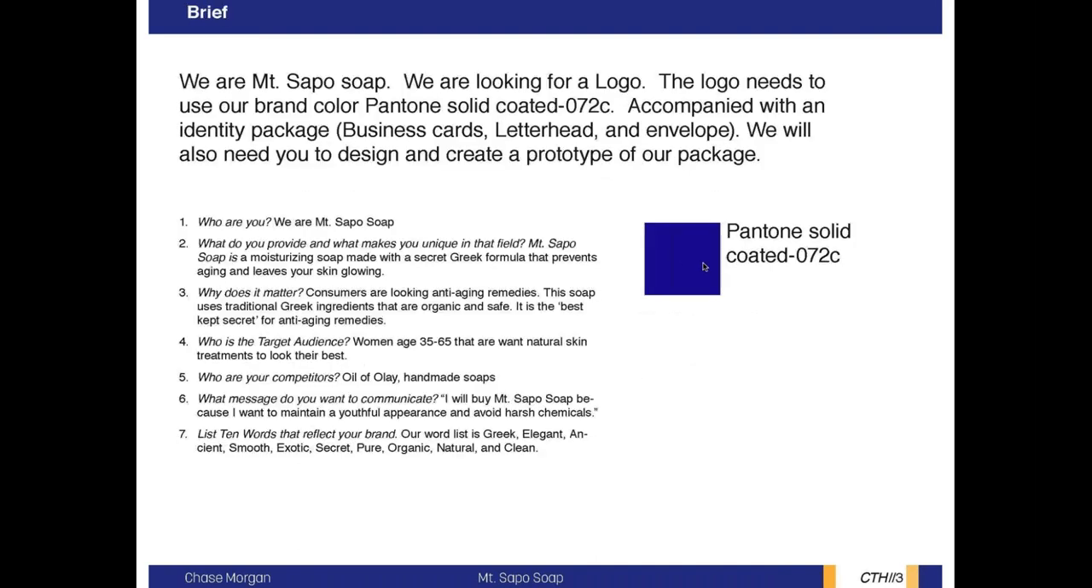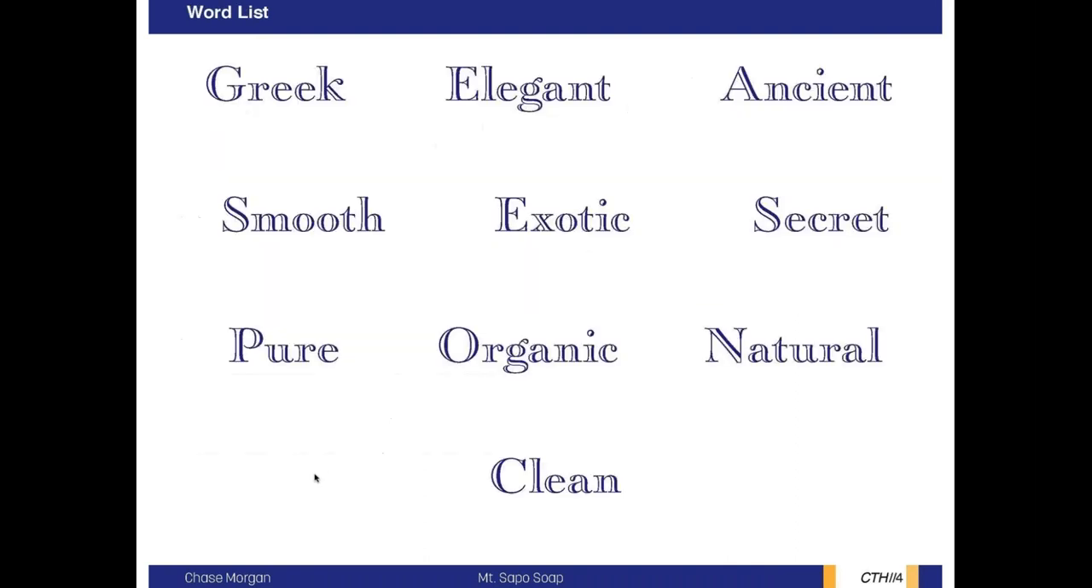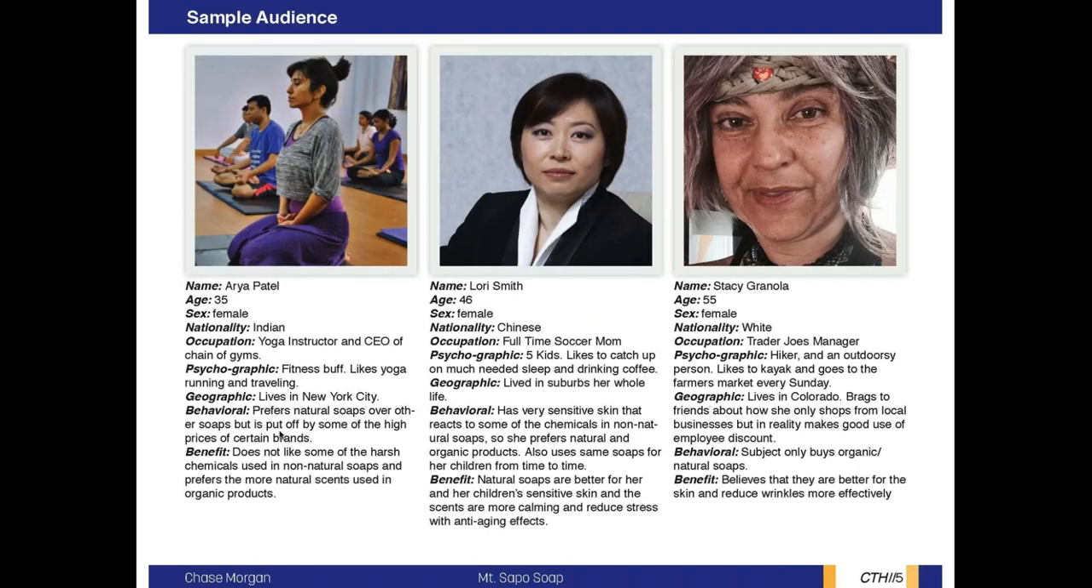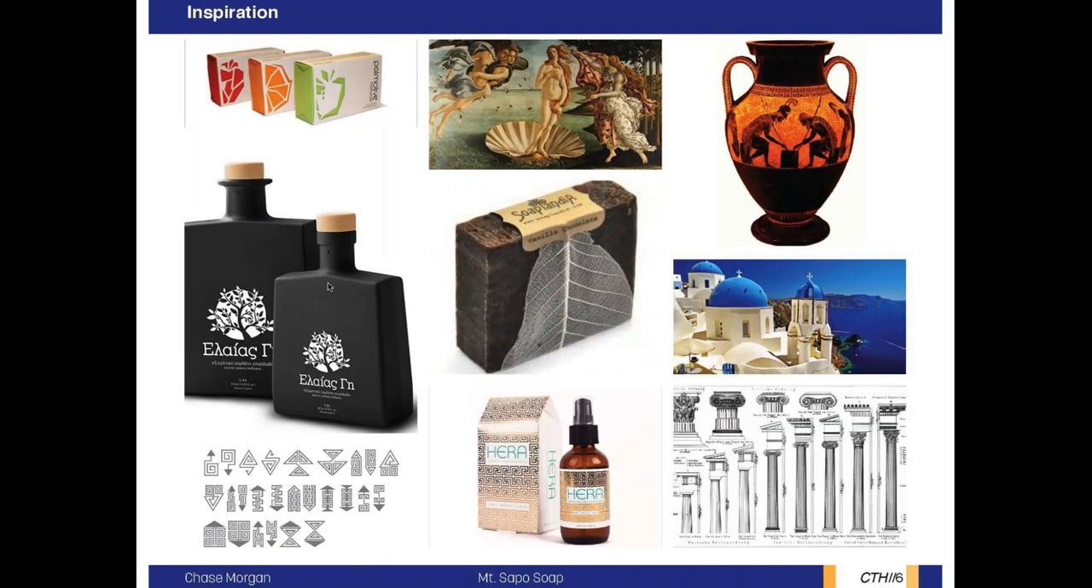You're being assigned a Pantone color, and you're going to read through your creative brief. You have 10 words that you're going to use and create sort of a word cloud here. You're going to explore target audience. So you're going to figure out who your target audience is and create these personas based on that. Inspiration. This page is essentially like your little Pinterest board where you're going to put things that you're either using as reference or inspiration for the project.